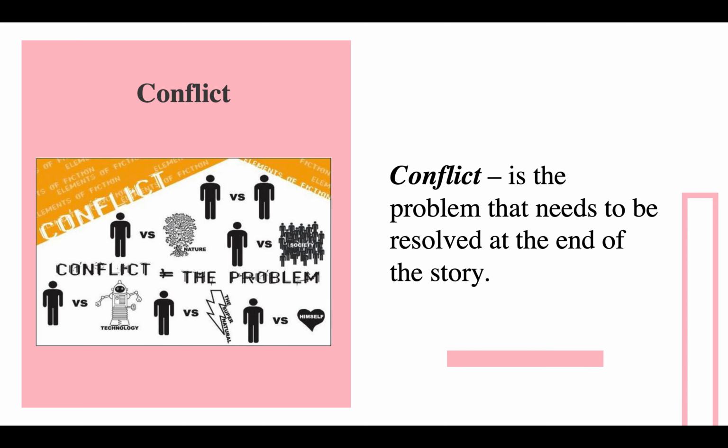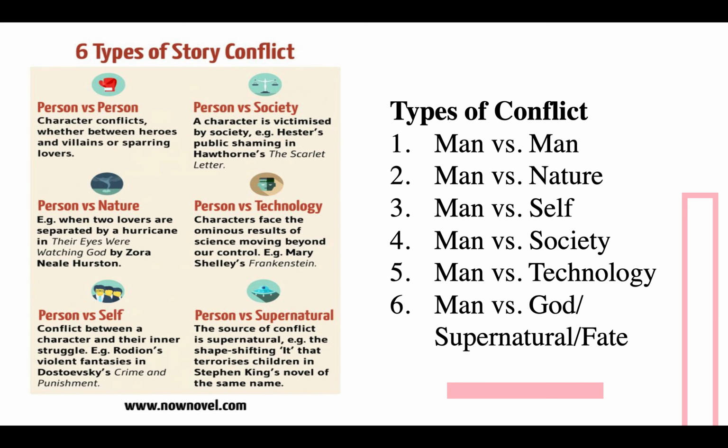Okay, next we have conflict. Conflict is the problem that needs to be resolved. So, ito yung problema na kinakaharap ng mga characters. So, we have different types of story conflict. The first is man versus man or person versus person. This type of conflict arises when two characters are against each other or if there is a disagreement between the two characters. The next, man versus nature.